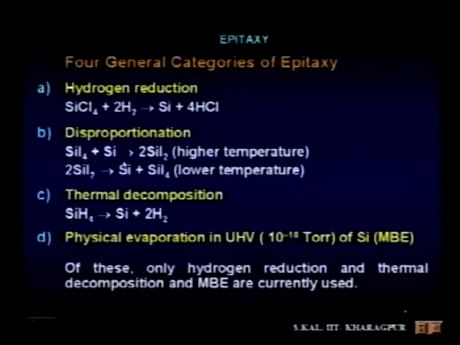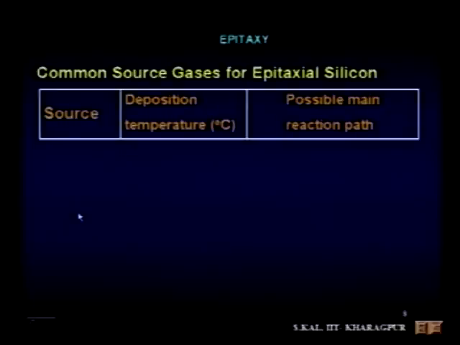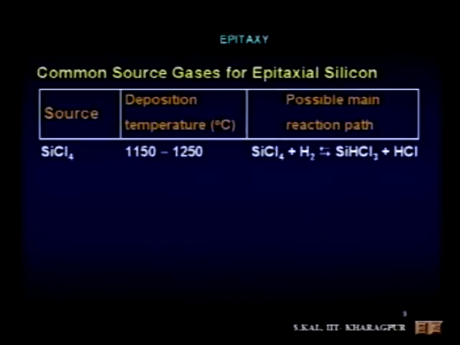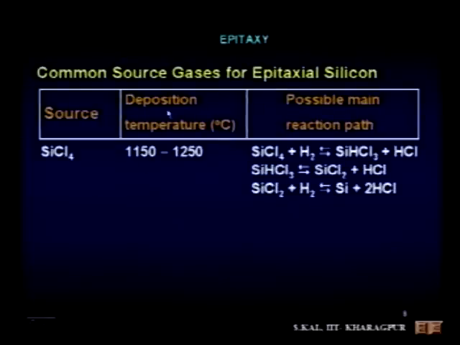Iodides are not very good, their composition and quality are also not good. We use chlorides and hydrides. You see SiCl4 is a chloride, a halogen compound, and here SiH4 is the hydride, or sometimes organometallic compounds are also used. Now, let us see the common source gases for epitaxial silicon.